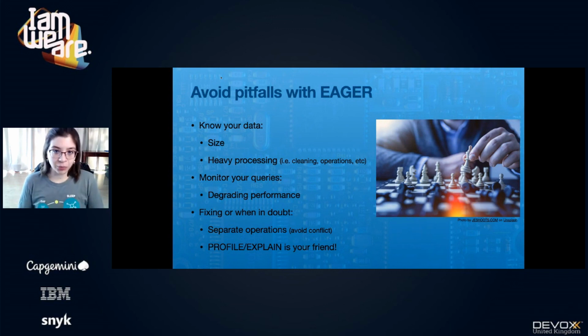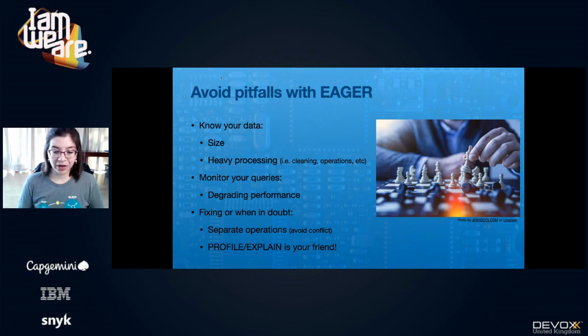So really, to avoid problems with eager, know your data. If you've got a massive amount of data or you're doing a lot of heavy processing like cleaning and operations, and you need to monitor that performance and watch for degrading performance, use profile or explain, which I'll talk about in just a second at the end of the slide, and really keep an eye out for that and see if you can avoid it. To try to fix eager, or when you're not sure if something might be impacted, try to separate your operations out. So your reads, your writes, updates, try to split them out and put them into small pieces as much as you can. That helps avoid the conflict.